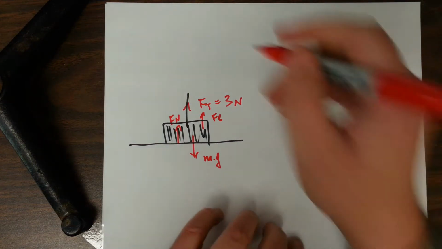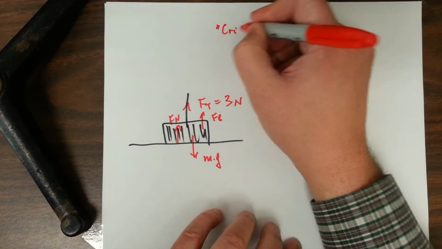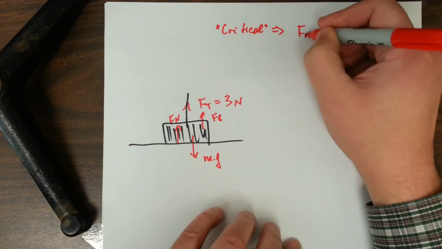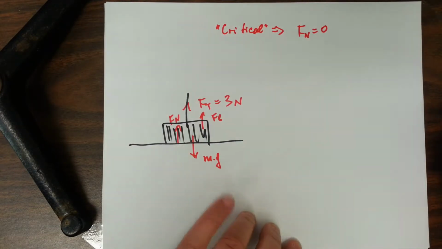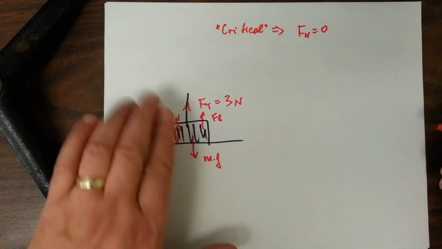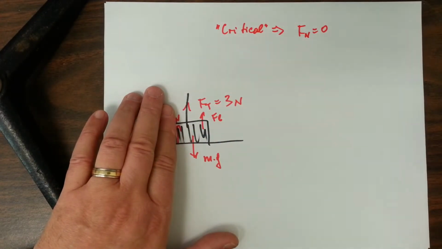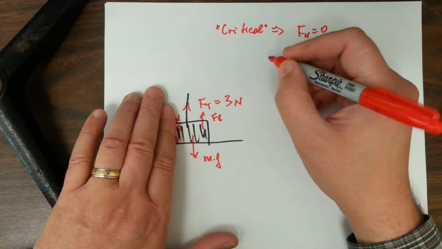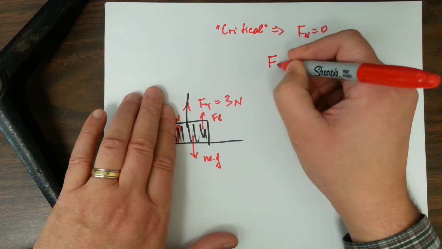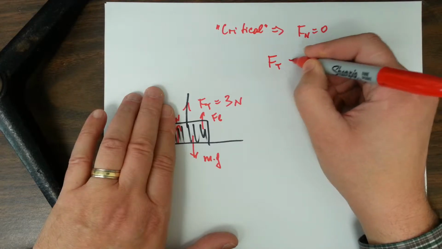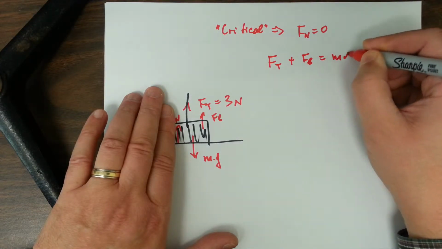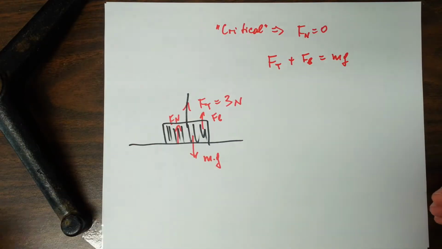And the word critical still means the normal force becomes equal to 0. However, when the normal force is 0, we have now two forces pointing up and one force pointing down. And to balance forces out, we should say that the magnitude of the tension plus the magnitude of the buoyant force together should cancel gravity, so should be equal to the magnitude of the force of gravity.